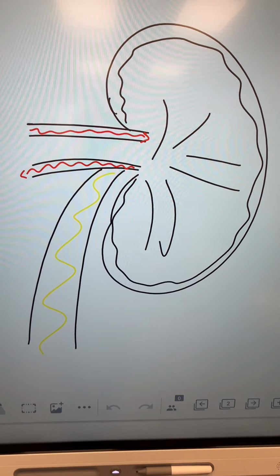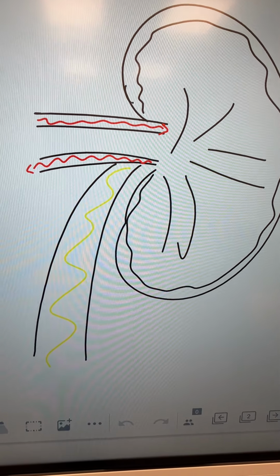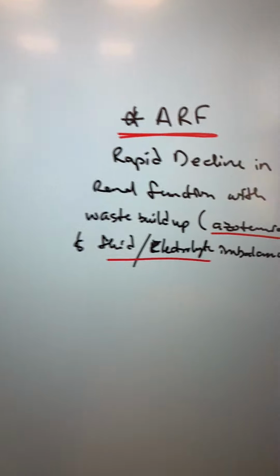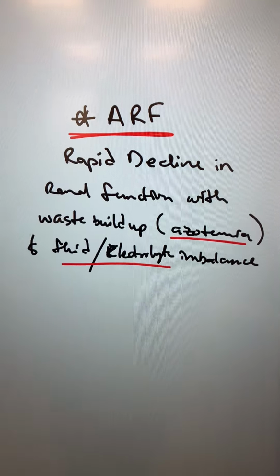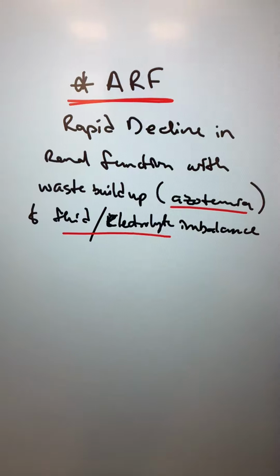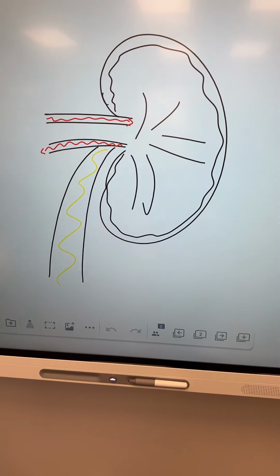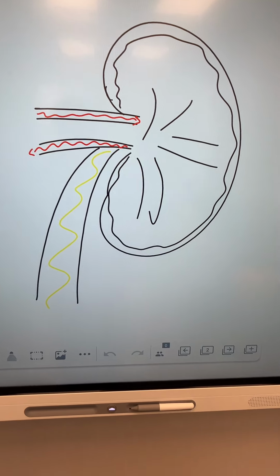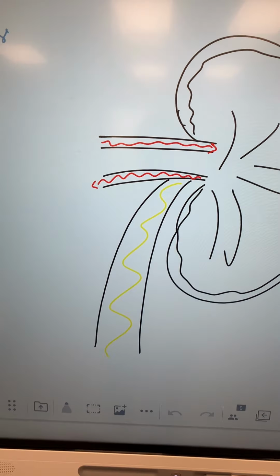But what if something happens to the kidneys and you go into acute renal failure? Let me just remind you, acute renal failure is any rapid decline in renal function with waste buildup, also known as azotemia, and fluid and electrolyte imbalances. And this acute renal failure can have three different types: pre-renal, intrarenal, and post-renal. Let's begin by looking at the pre-renal.